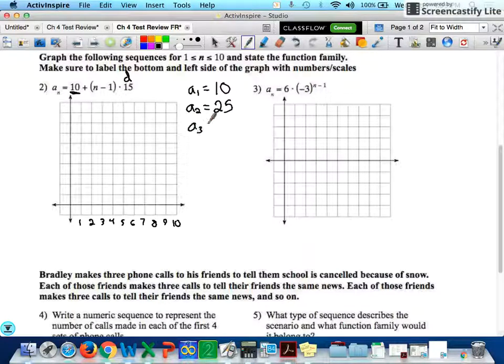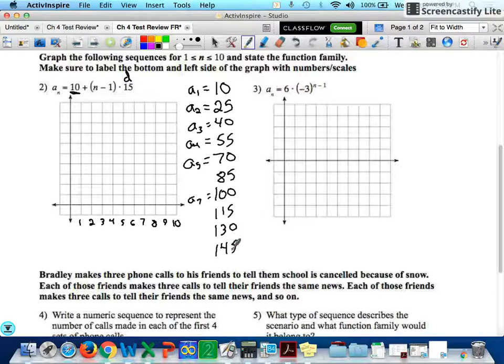My a sub 3, that's all the way down through a sub 5. I'm adding 15 every step. Then I should have 85, an even 100 for my a sub 7, a 115, a 130, and a 145. So a6, fill those in. And those are all of my pieces.